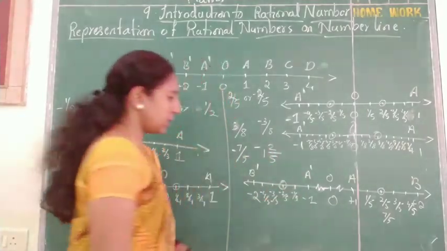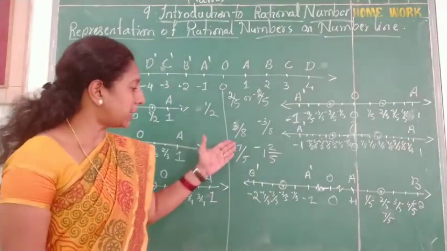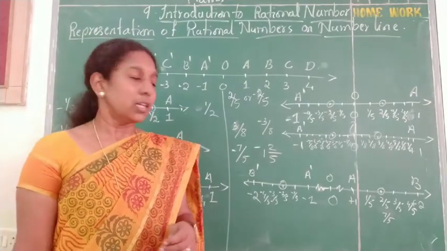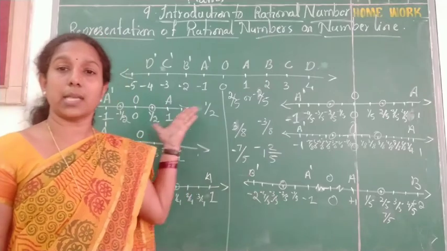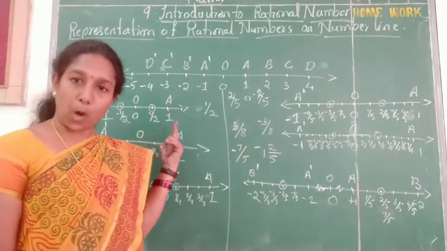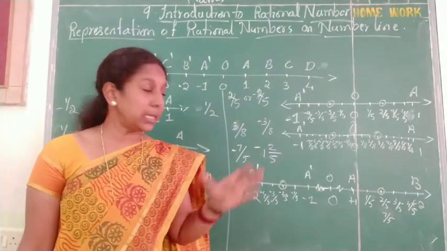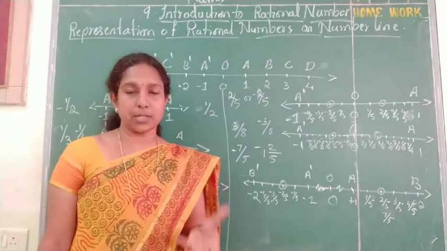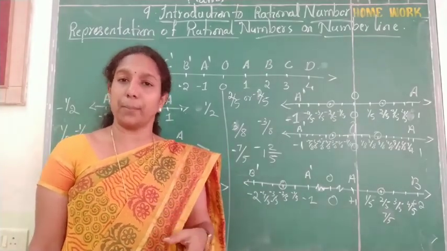Here is the answer. Okay, so this is how we have to represent the given rational number on the number line. Okay, so if it is an improper, it will be more than 1. If it is a proper rational number, then it will be less than 1. So by remembering all these points, you can draw any given rational numbers and represent them very easily on the number line.